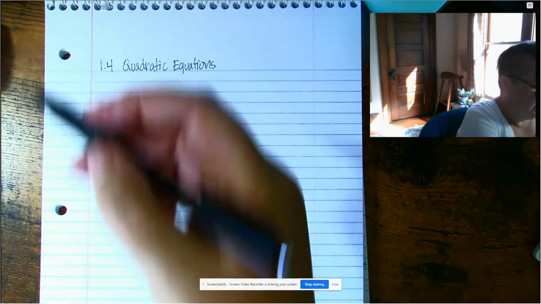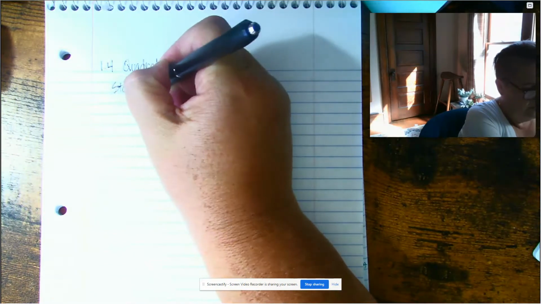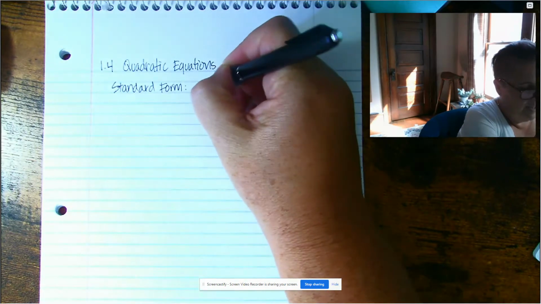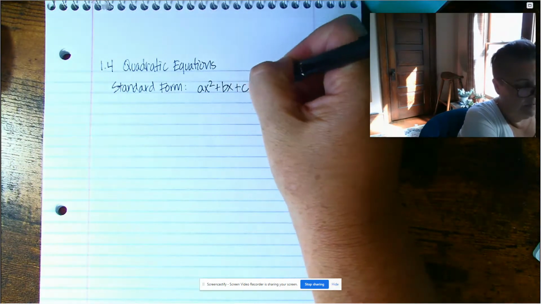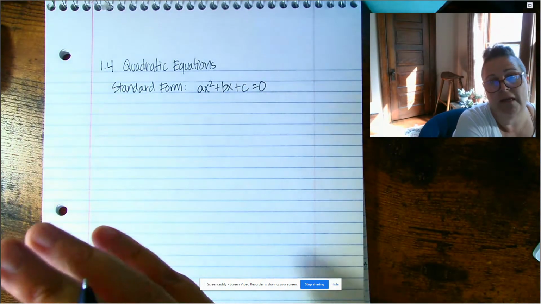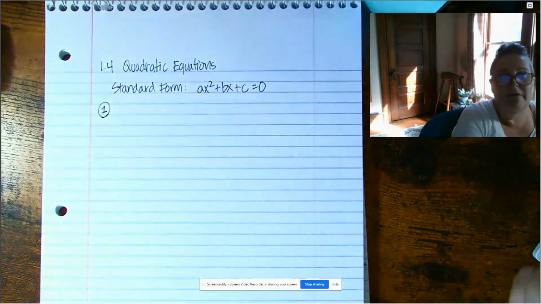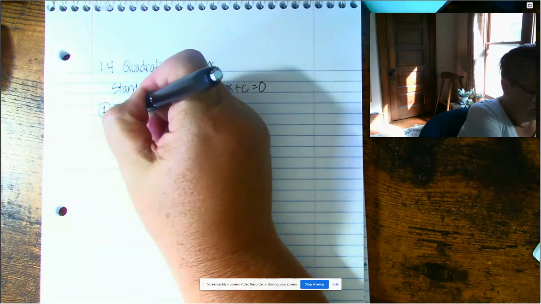So a couple of things. First of all, the standard form of a quadratic equation is ax squared plus bx plus c is equal to 0. There are three ways we can go about solving a quadratic equation. The first way, we did a little bit of review of already, but this is factoring.